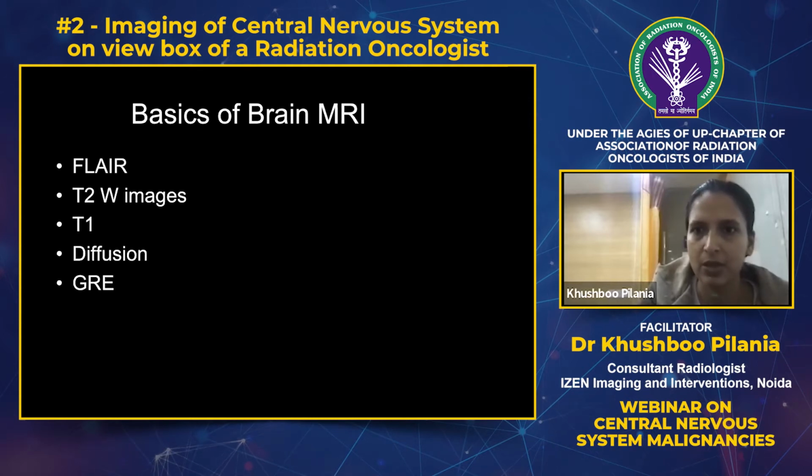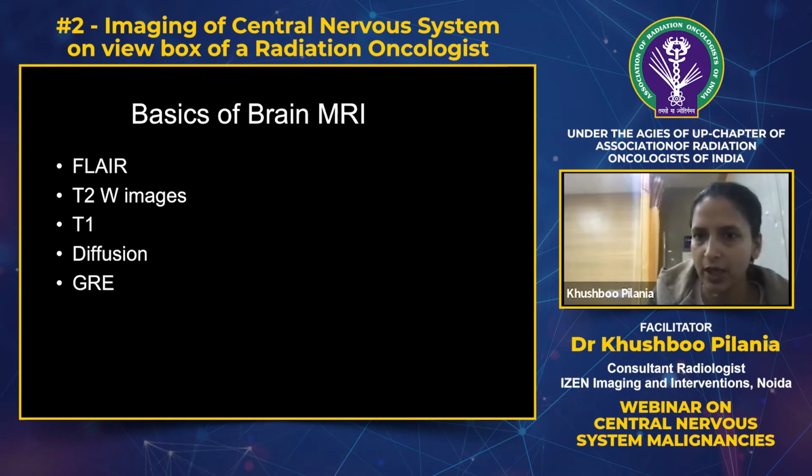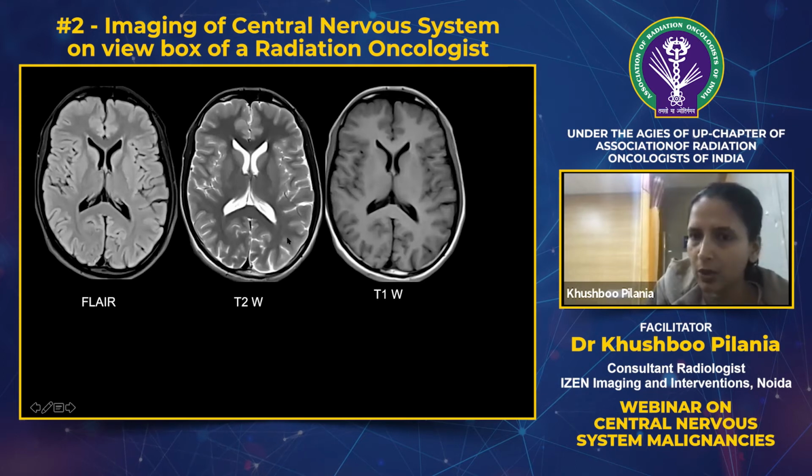The basic sequences, how to read them, and what is important with respect to each of these sequences is important. The 5 basic sequences in brain MRI are what I'm showing in front: the FLAIR, the T2 weighted, T1 weighted, diffusion, and GRE. These are the basic images which are a mandate for every patient who's being scanned for a brain tumor. Let's see how these sequences look and how we can differentiate one from another. The centermost image is a T2 weighted image. The most important thing we need to remember with respect to identifying T2 weighted images is that the CSF is white.